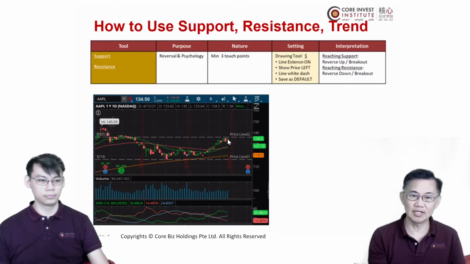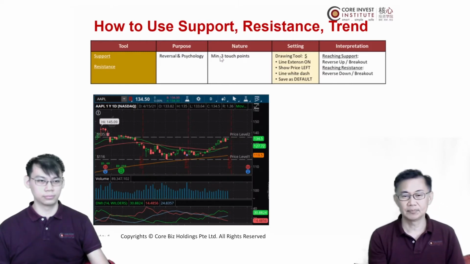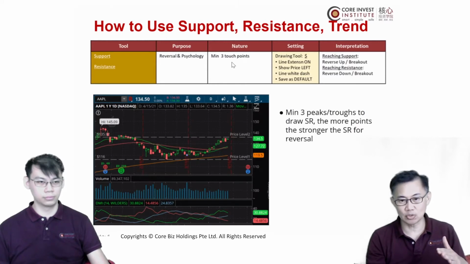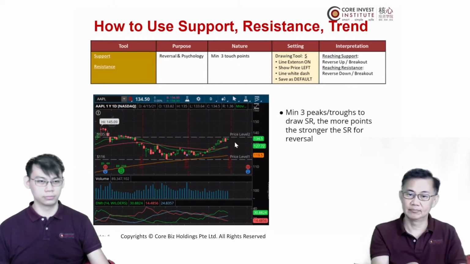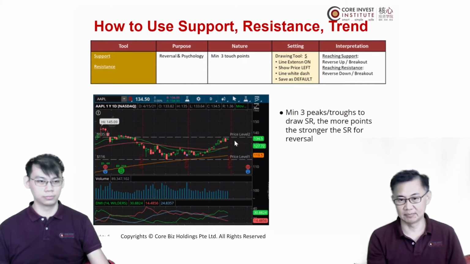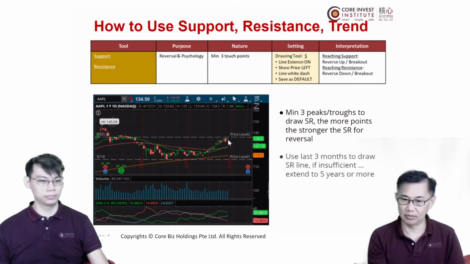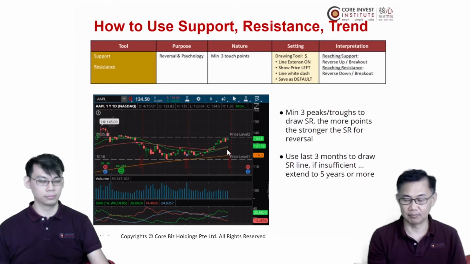So normally you need a minimum of 3 touch points, and by touch points we mean a peak or a trough. Okay, so normally price, when it approaches a resistance or a support line, will test a couple of times, and of course you need other criteria for any breakout of the support and resistance. And one particularly important point is to see if there's enough volume or not. If there's enough volume, it will hit and do a breakout of the support or resistance.